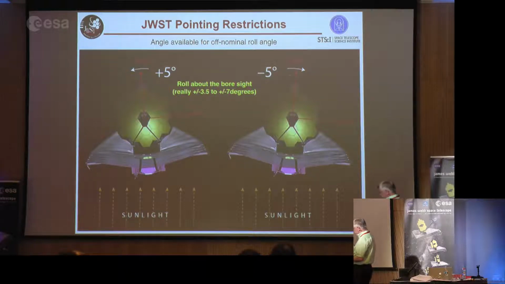Okay. Now, a little detail that's more important for coronagraphy than anything else, this plus and minus 5 that I show on here actually varies from plus and minus about 3.5 at the 85 degrees side of the sun exclusion to about plus and minus 7 degrees over on the 135 degree area. And so for coronagraphy, if it matters to you to get a little more roll angle, it restricts your visibility when you try to plan it. Okay?